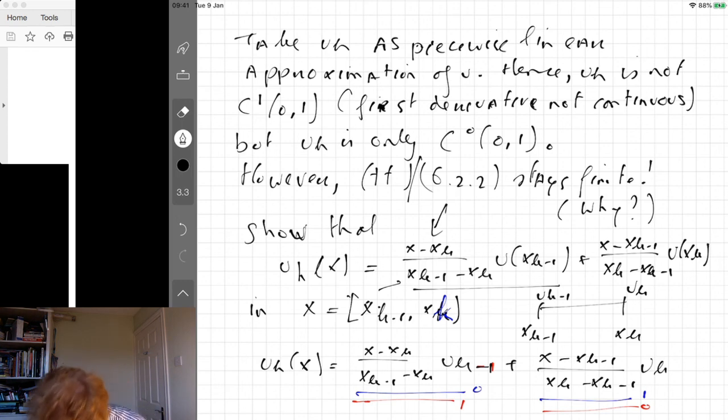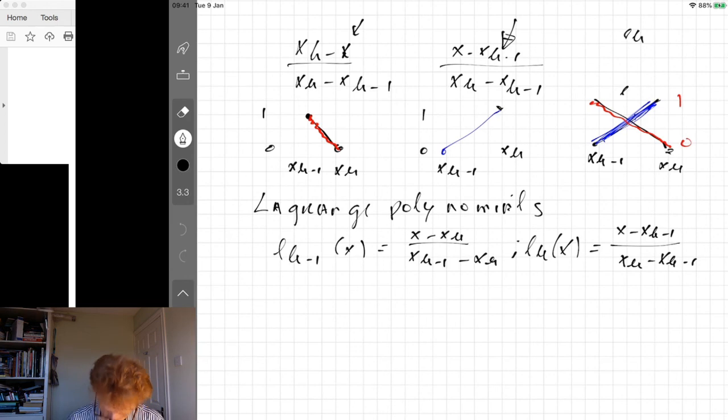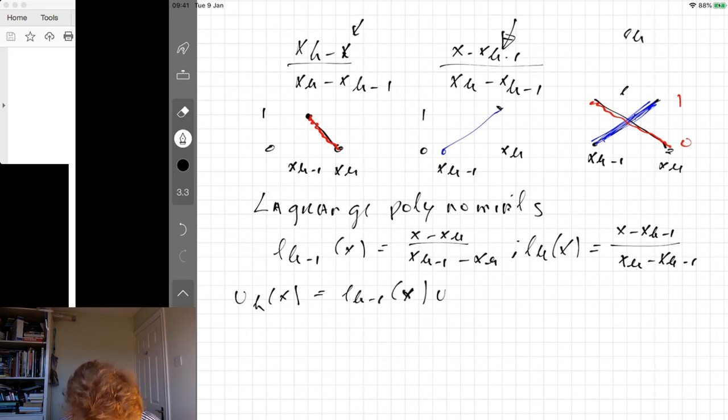Am I saying it right? Is that right? Yes, it's x, yes. I would swap it, but you can rework it. So in another language we can say u_h of x is l_{k-1}(x), that polynomial, times u_{k-1} plus l_k(x) u_k.